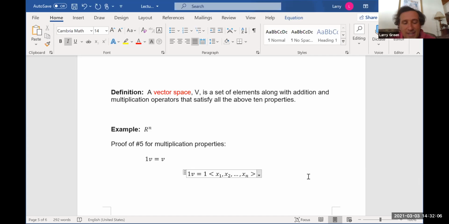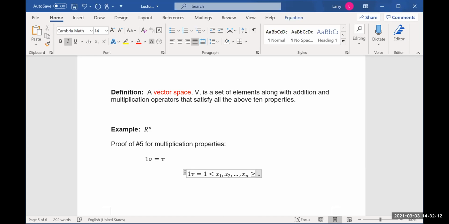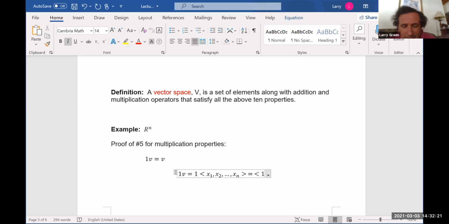All right, now, what does it mean to do scalar multiplication? By definition, that means I'm supposed to take the 1 inside each of them. Because isn't that what scalar multiplication is? Yes. So that's going to be 1 times x1, comma, 1 times x2, comma, dot dot dot, comma, 1 times xn.